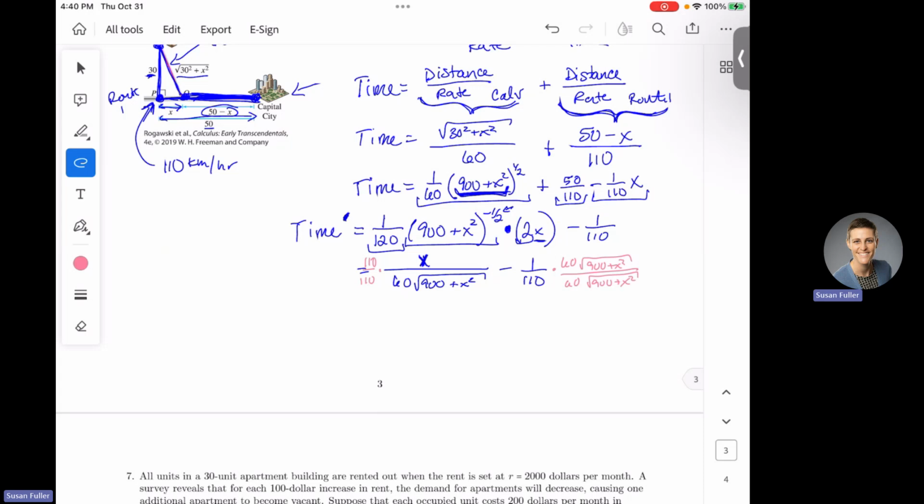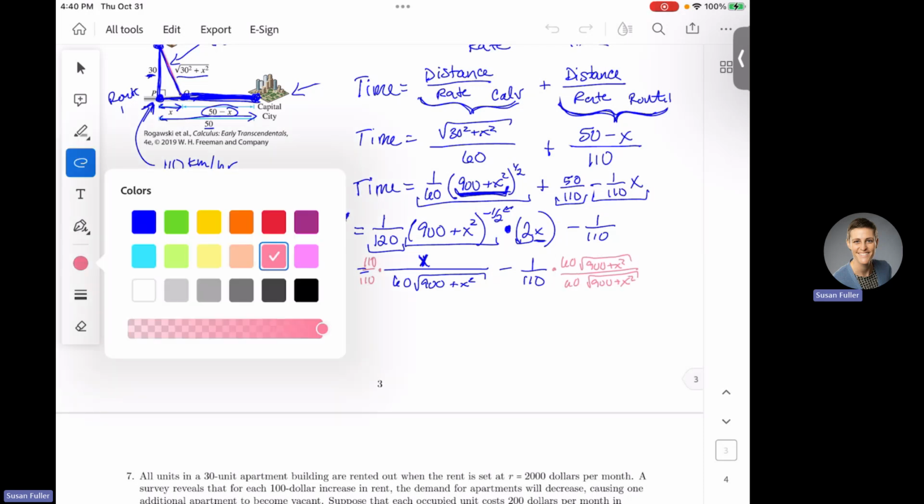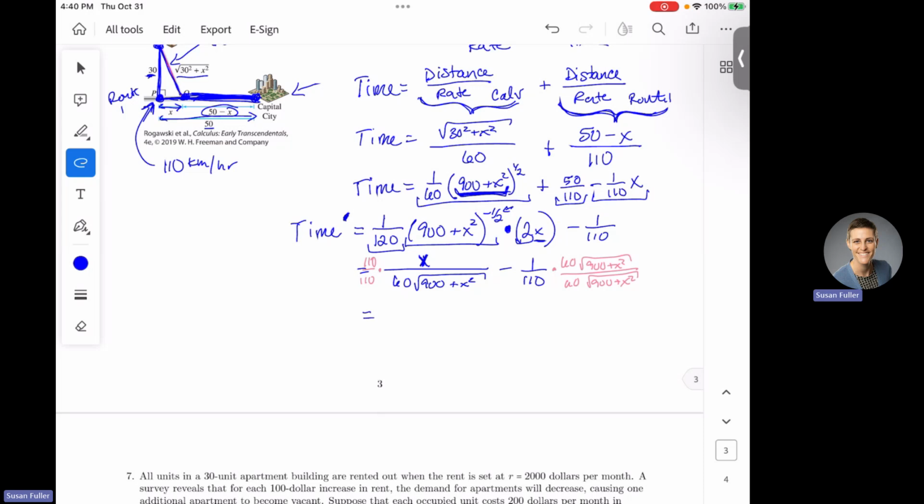And this one is really ugly. So you might be able to find a smaller one. I'm just going to kind of go the easy way. And so this is going to be 110 times x minus 60 times the square root of 900 plus x squared, all over whatever 60 times 110 times this beautiful square root is. Okay, that's my derivative. Okay, I'm going to set the top equal to 0 to figure out where my derivative is equal to 0, and I'm going to set the bottom equal to 0 to figure out where my derivative is undefined.